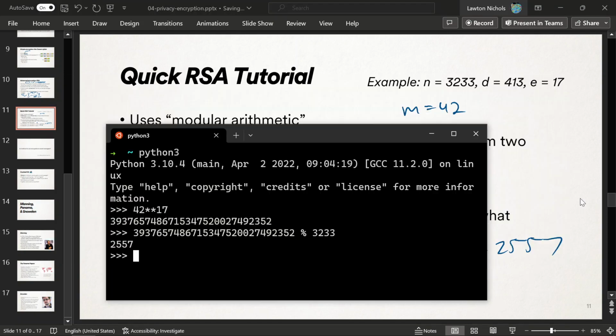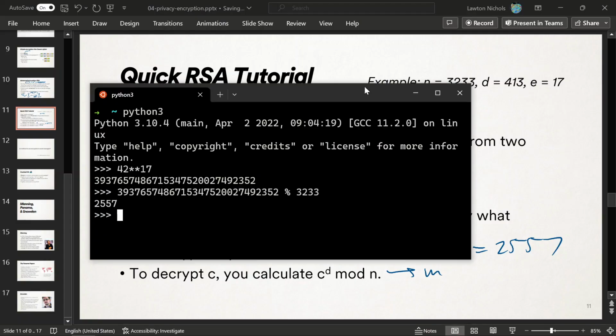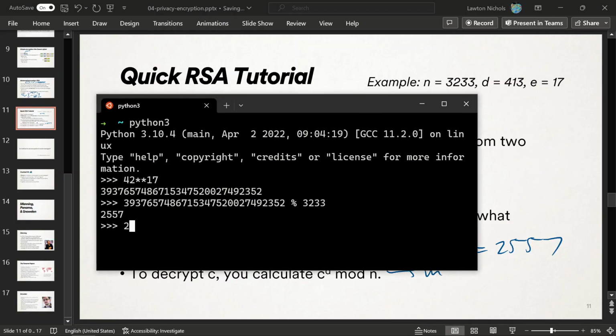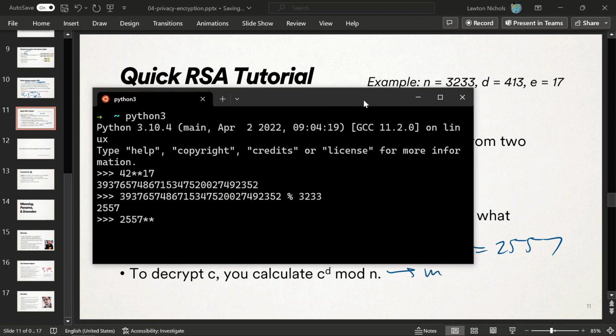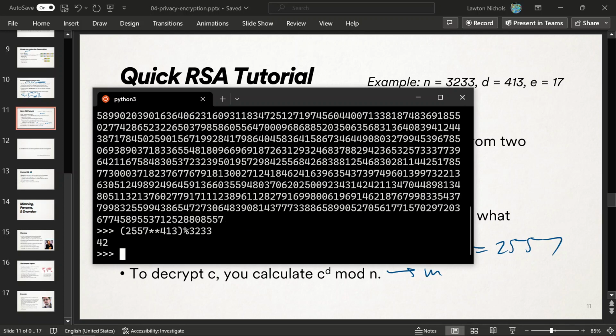So let's do that. What's that? C is 2557. 2557 to the power of D, so 413. It's that giant number. And then you do mod N, 3233. And miraculously, we get a 42 out at the other end. Right? So that's the secret.